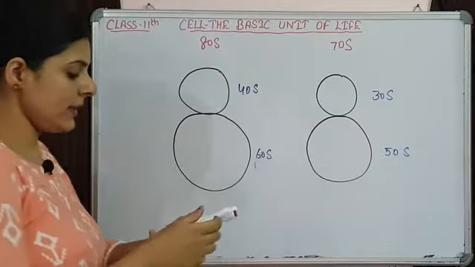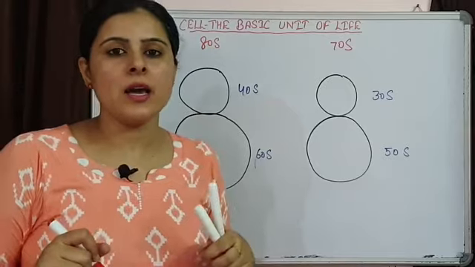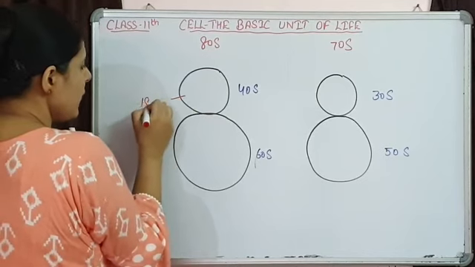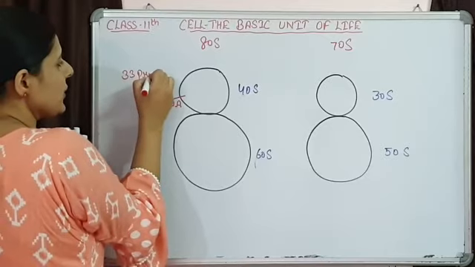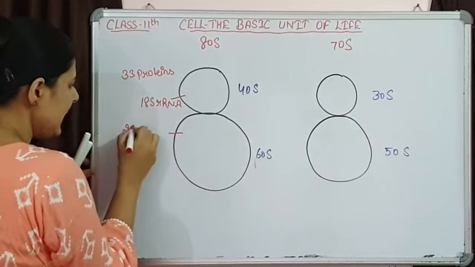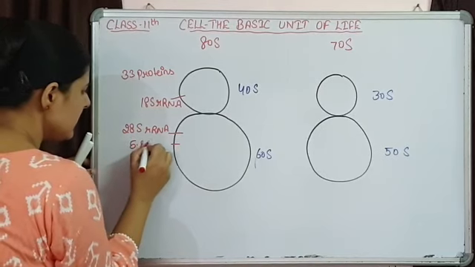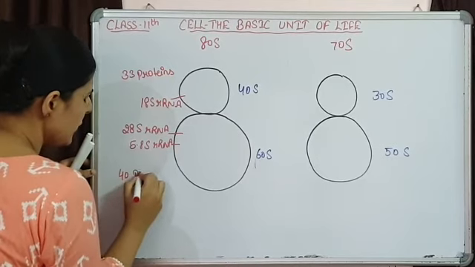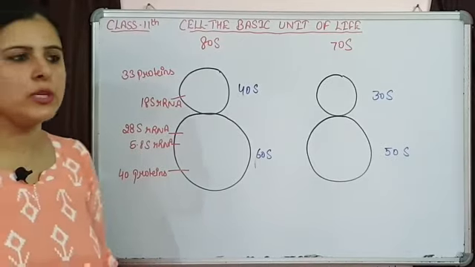Now the types of RNA and proteins involved in them: this smaller subunit of 80S ribosomes is made up of 18S rRNA and it is associated with 33 proteins. While the larger subunit is having 28S rRNA and 5.8S rRNA associated with 40 proteins. So these are the combinations through which these subunits are formed.